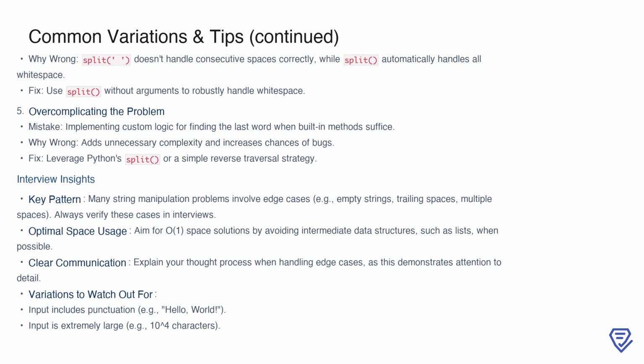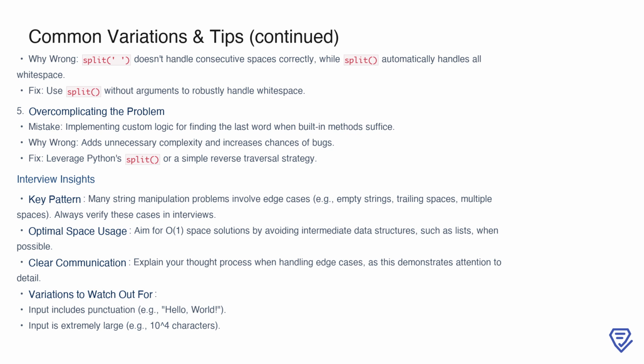The issue with using split on a single space is that it fails to handle consecutive spaces properly, whereas split, without arguments, automatically handles all whitespace, making it a more robust choice. Overcomplicating the problem is another frequent mistake. Some implementations use custom logic to find the last word, even though Python's built-in methods, like split or a simple reverse traversal strategy, are sufficient. Adding unnecessary complexity increases the likelihood of introducing bugs.